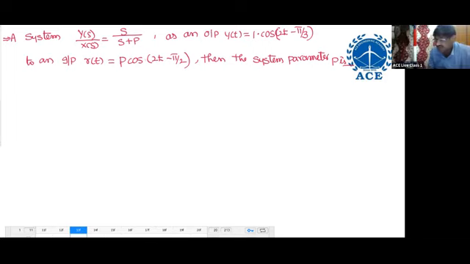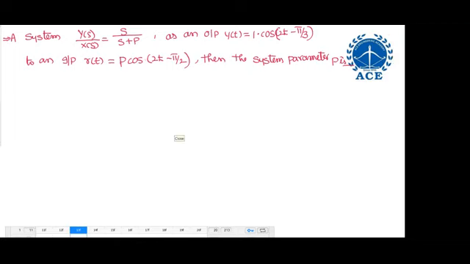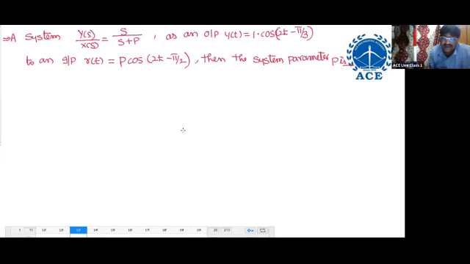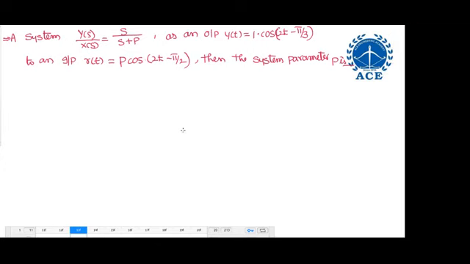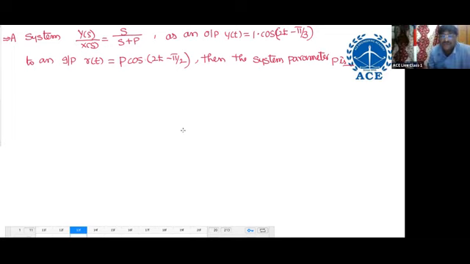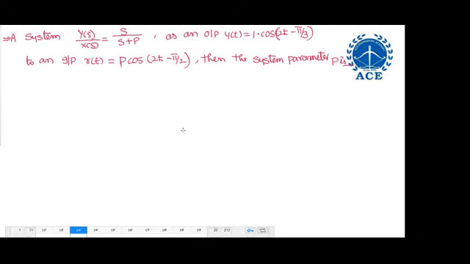It is not in the syllabus, non-linear. That is what I am telling. We only have LTI systems in the syllabus. Otherwise, you have to go for non-linear control systems.